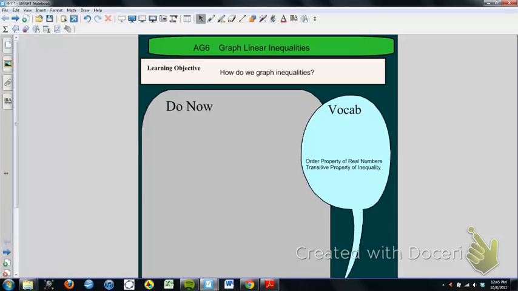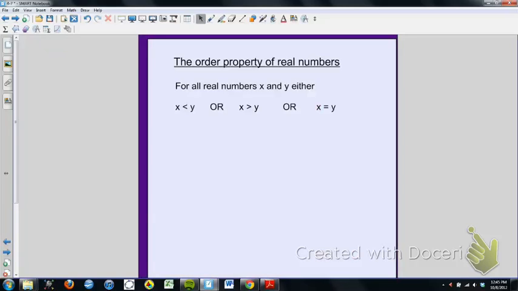Okay, we're going to talk about how we graph inequalities today. This goes over the Integrated Algebra standard, Geometry 6, which is graphed linear inequalities. All right, so first we're going to talk about the order property of real numbers.